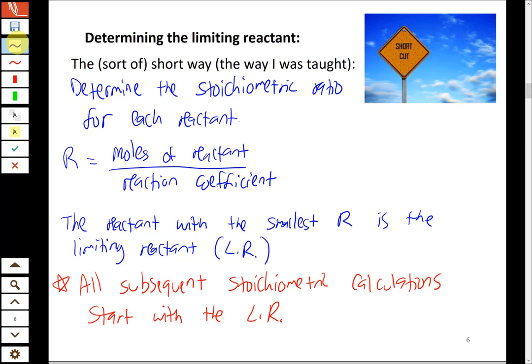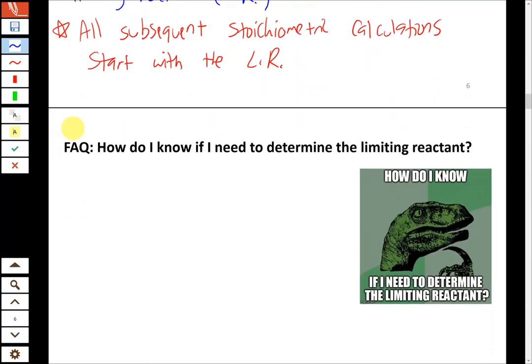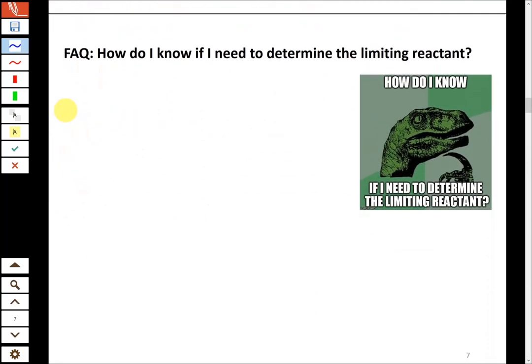So then the question comes up, and I've kind of already answered it, but I'll do it a little bit more explicitly now. How do I know if I need to determine the limiting reactant? Because we did a couple example stoichiometry problems already, and we didn't even talk about limiting reactants. So in that case we didn't need to worry about it, but in some cases we do. How you know is pretty simple just by looking at the problem. It's if you're given exact amounts of 2 or more of the reactants.